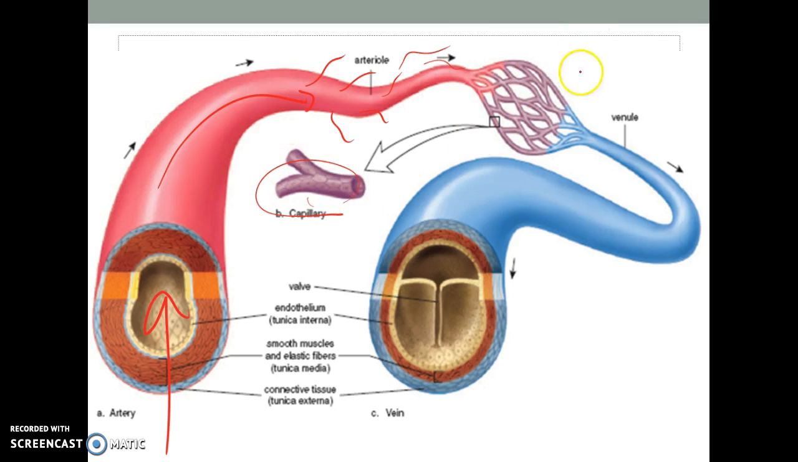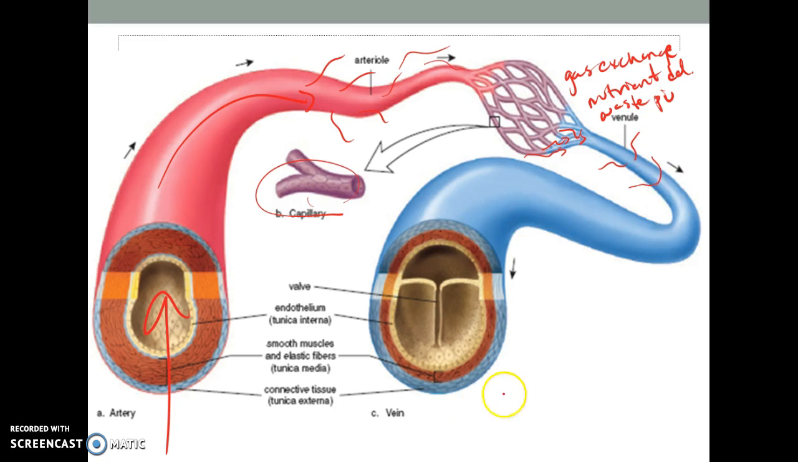This is where gas exchange is going to happen. Gas exchange is going to happen in the capillaries, as well as nutrient delivery and waste pickup, because that's where diffusion can occur, because they're only one cell thick. Once it's gone through the tissues that it needs to drop off the nutrients to, those capillaries come back together, so they start to aggregate. They create small veins called venules, and then those venules group together, and they become the big veins.